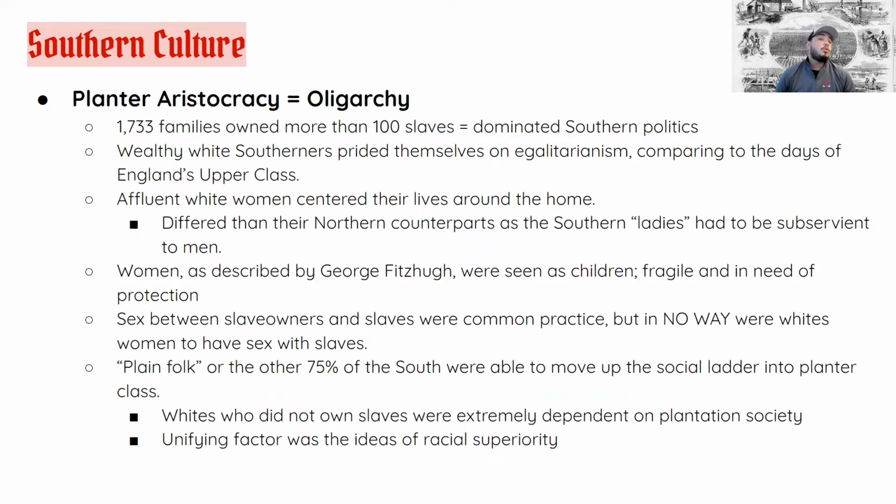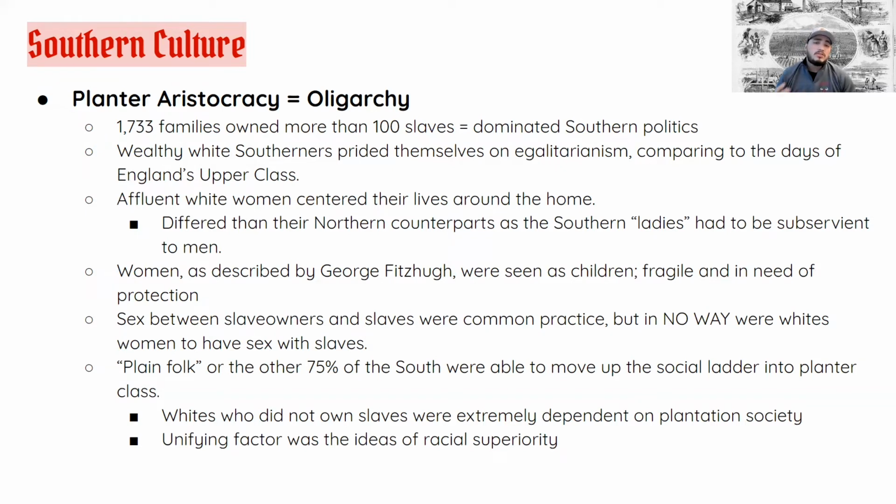For those who weren't a part of this white wealthy society, they're considered what we'll call plain folk. And these are about 75% of Southerners, who are those who move up the social ladder within this aristocratic system. The way they move up is by being a manager to the plantation and to the plantation owners, and they take on this overseer kind of position.